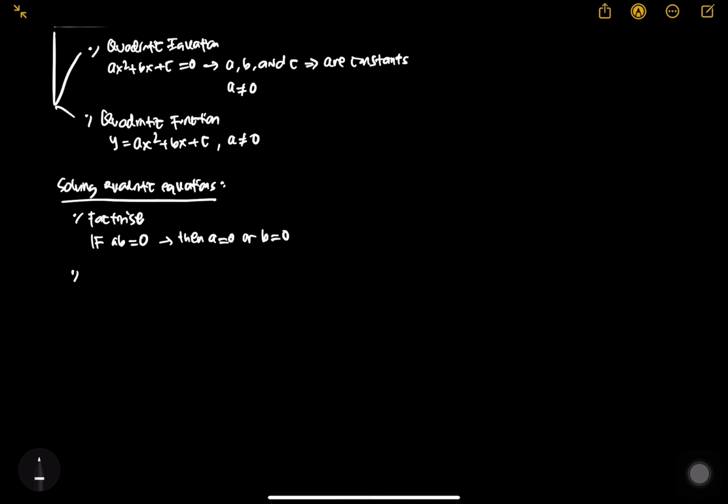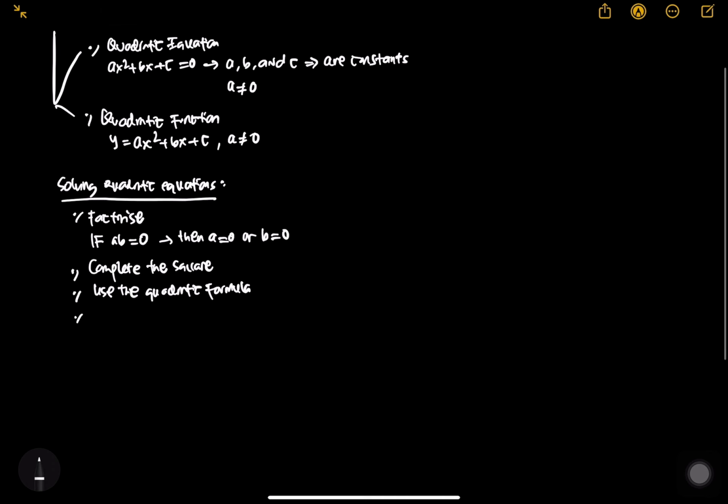The next one, you can solve by completing the square. And then, use the quadratic formula. And the next one is you can use technology or a calculator. So those are the four methods that we can use.